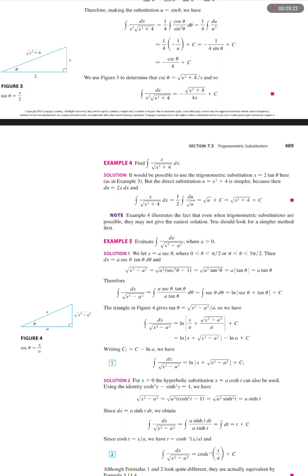integral of x over the square root of x squared plus 4 dx equals 1/2 the integral of du over the square root of u, equals the square root of u plus C, equals the square root of x squared plus 4 plus C. Note, example 4 illustrates the fact that even when trigonometric substitutions are possible, they may not give the easiest solution. You should look for a simpler method first.